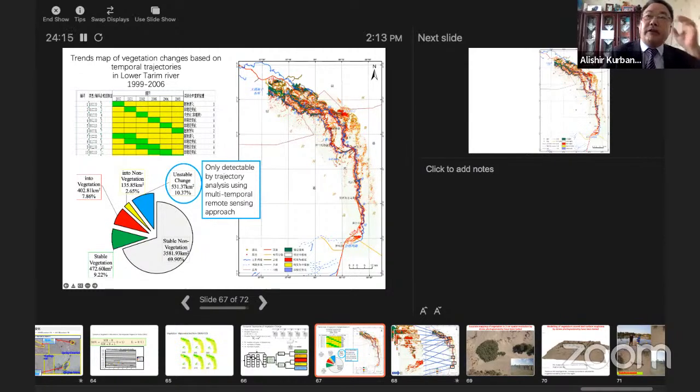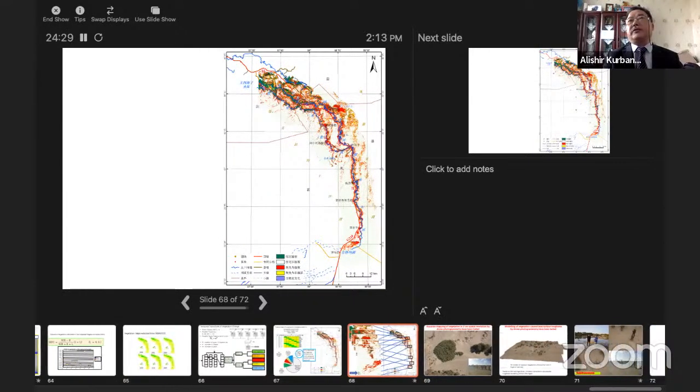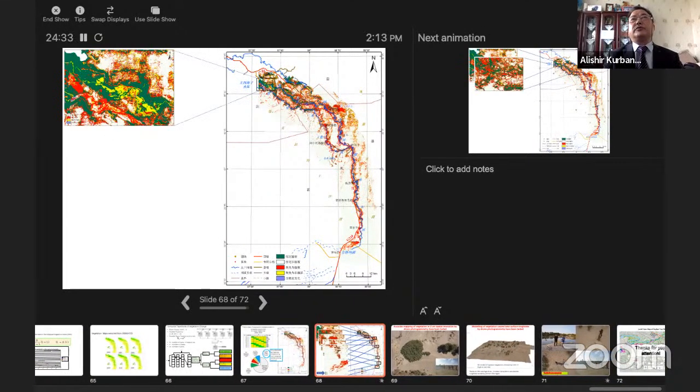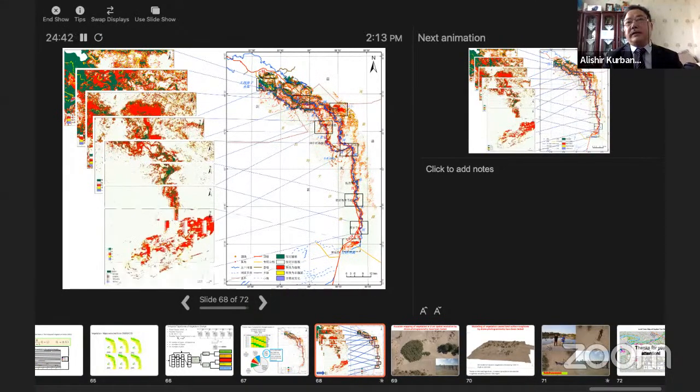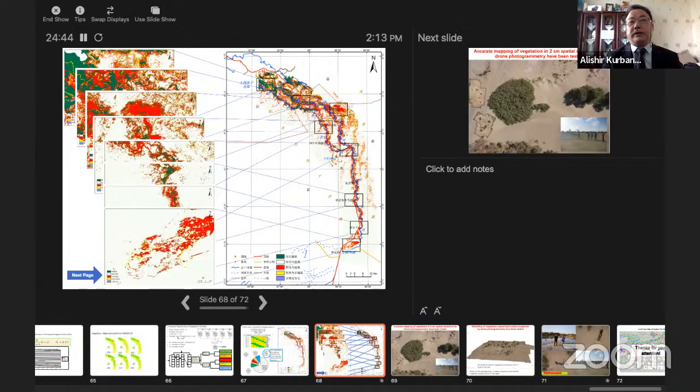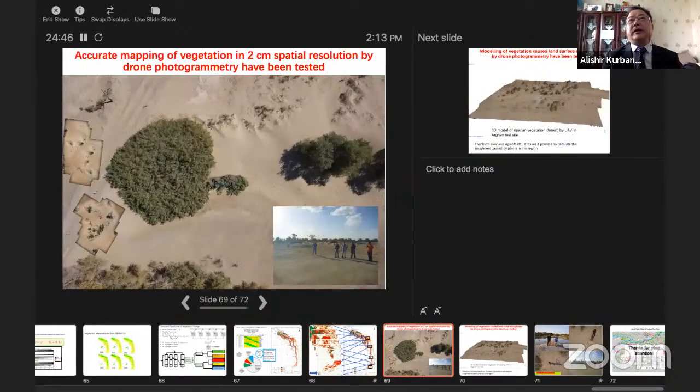So this is a very important message for us to give, and what is possible is setting the priority of the water supporting area for gaining more vegetation and something like that. Before, we only used two or three temporal data, and it was not possible to detect this part. And we also checked many sites for checking the accuracy of that.